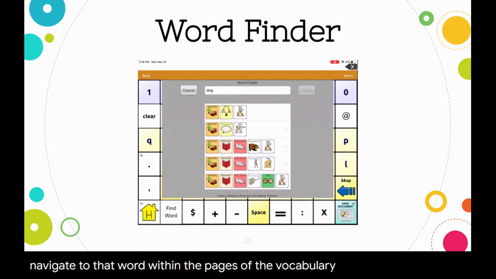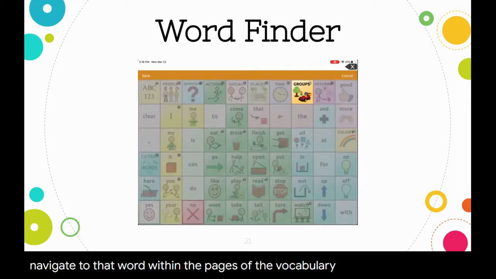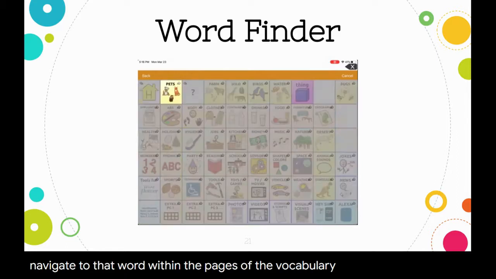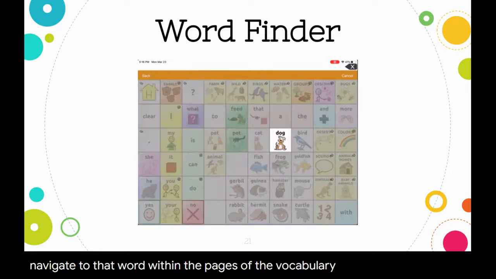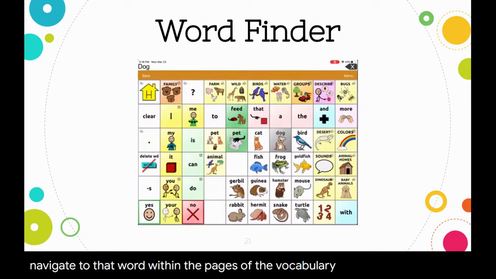And sometimes it takes a minute. And then it will tell me how to get to that word. So for example, I would go to Groups, Pets, Dog, and if I tap on the first one, it's going to guide me through it. So you'll see the rest of the screen is kind of grayed out, but I can tap Groups, and then Pets, and then Dog.